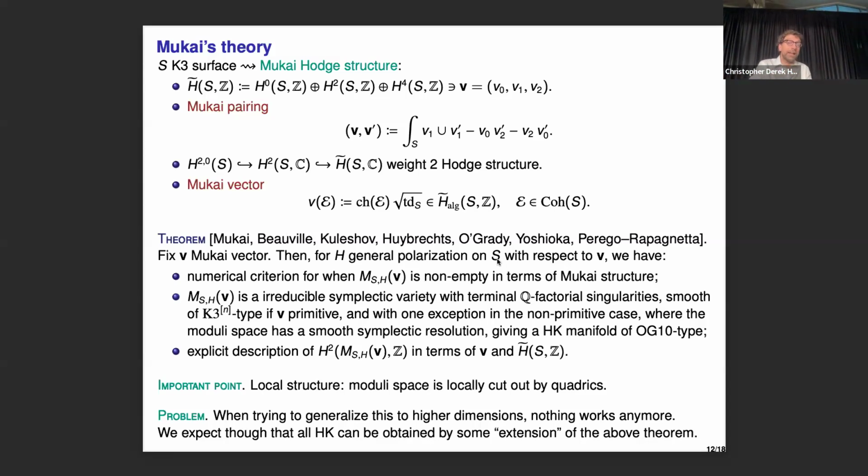And so we would like something like this in higher dimension. We'd be very happy about it. The issue is, and we already saw in some previous talks in the afternoon, that when you go to higher dimension, of course, it's horrible. Moduli spaces are horrible, and that's the end. But recently, there was some progress.